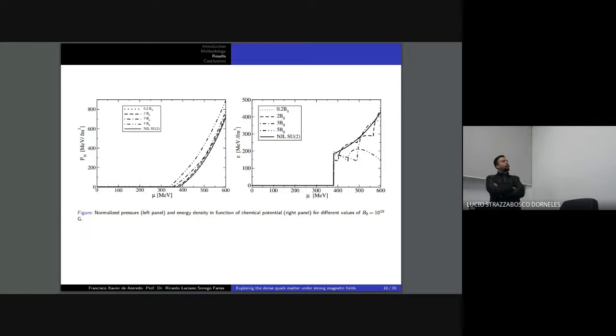In the end, we have the normalized pressure as a function of chemical potential and the energy density as a function of chemical potential for different values of magnetic fields. When we arrive at the critical chemical potential, the pressure starts increasing. The same occurs for the energy density, but in the energy density we have some oscillations.